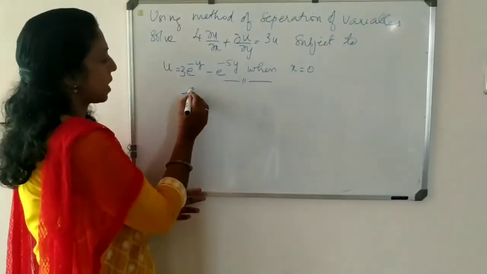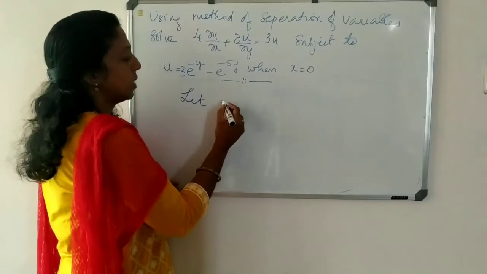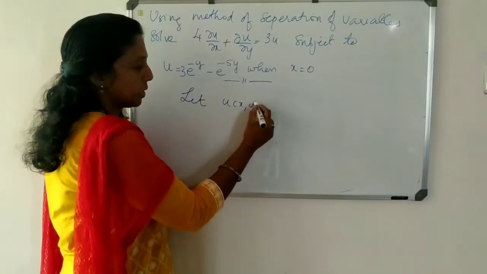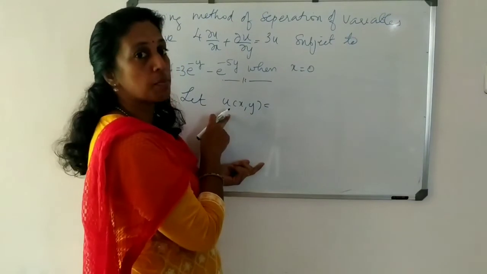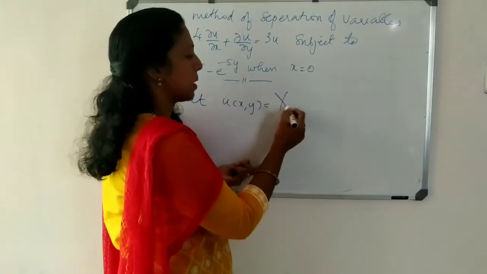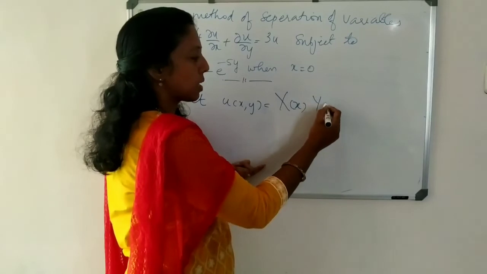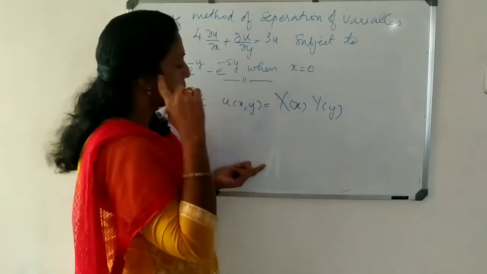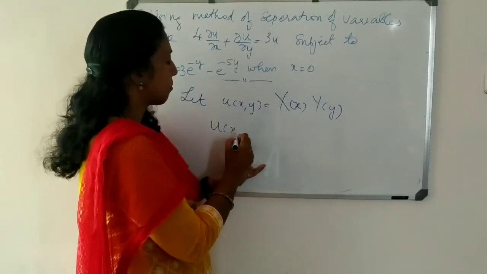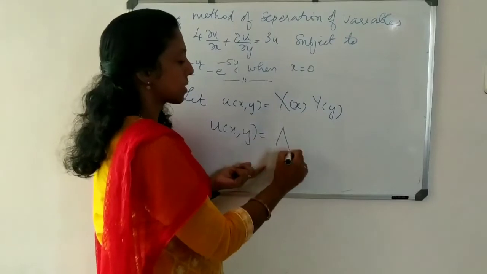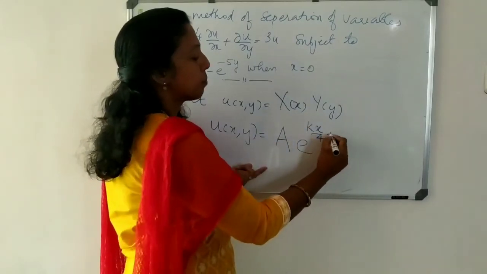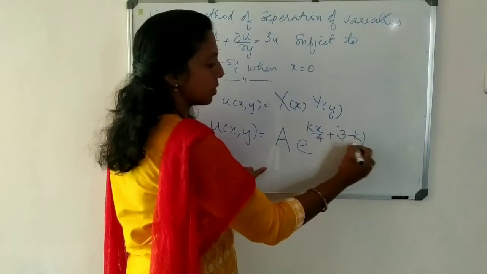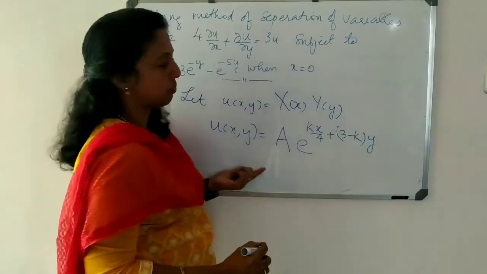Here also we will start the same way. Let us take u of x comma y, the dependent variable, as the product of the independent variables, capital X of x into capital Y of y, and in that case we got the solution as u of x comma y is equal to A into e raised to kx by 4 plus 3 minus k into y. This was the solution we got.